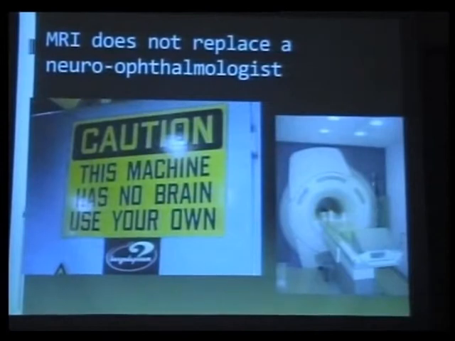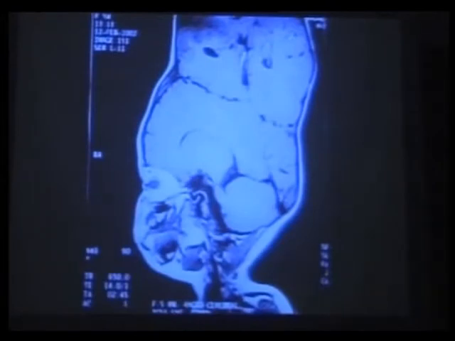And one of the things that I have found interesting is one of the predictions that was made was that MRI would replace neuro-ophthalmology. And the bottom line is this machine has no brain. So there's no way this or any machine is going to replace neuro-ophthalmology. So I'm going to just show you some fun things first.